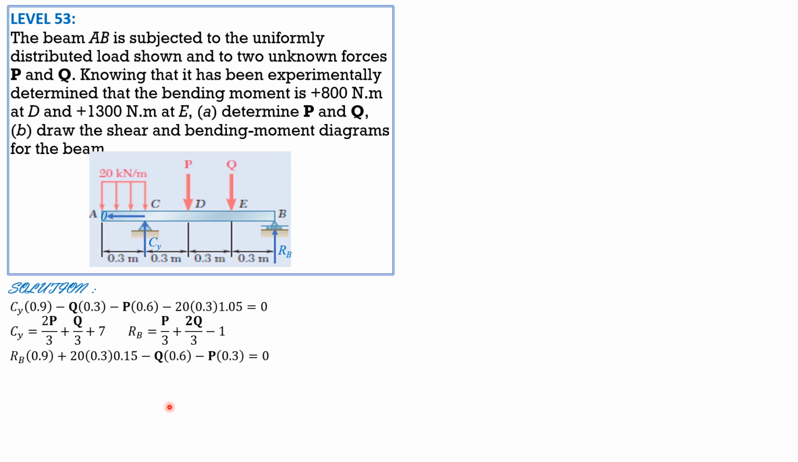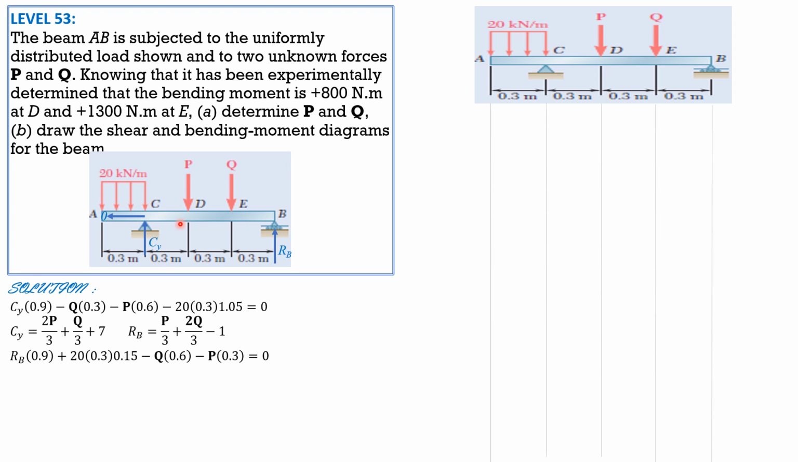Then for the free body diagram, so that we can determine the moments, let's prepare the shear and moment diagram. So this is Cy, 2/3 P plus 1/3 of Q plus 7, and R sub B is 1/3 of P plus 2/3 of Q minus 1.